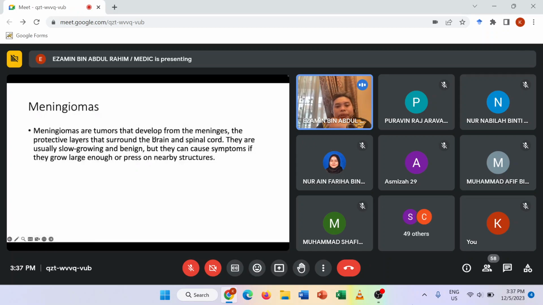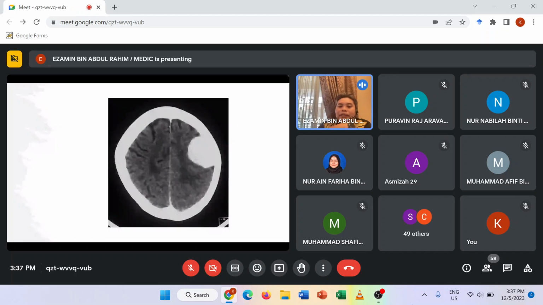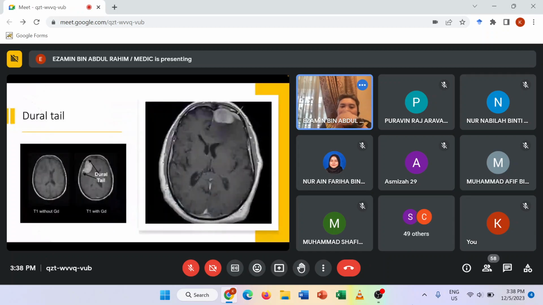So slow growing, benign, but dia causing compression symptoms. Kalau dia besar sangat like this. Patient most of the time kalau dekat frontal region macam ni, dia present with some, kalau left side dia ada macam cognitive impairment, and then some inhibition, macam kencing susah. Kencing bukan susah, tak boleh control, things like that.